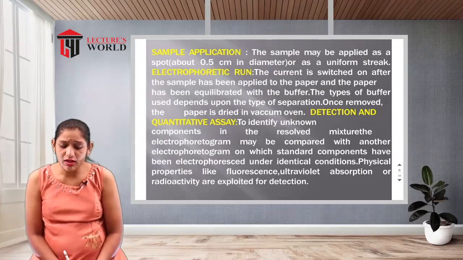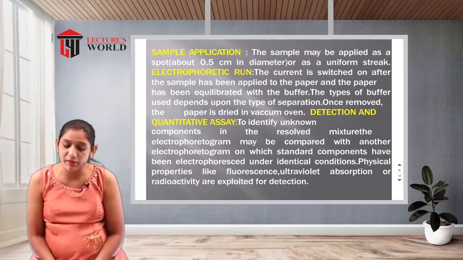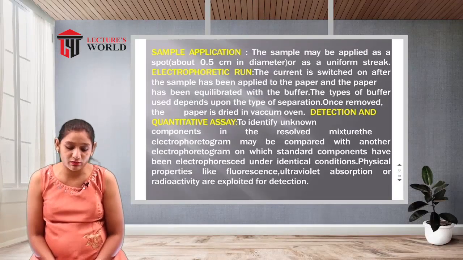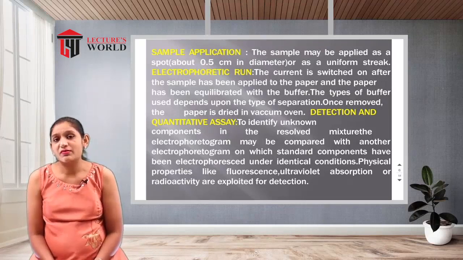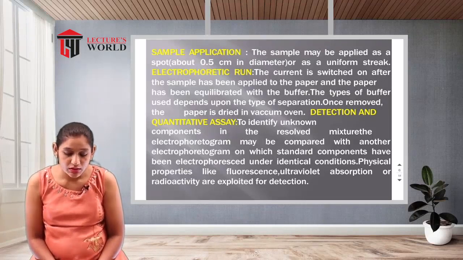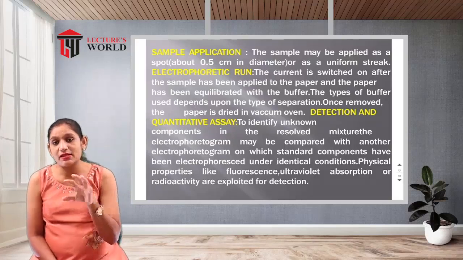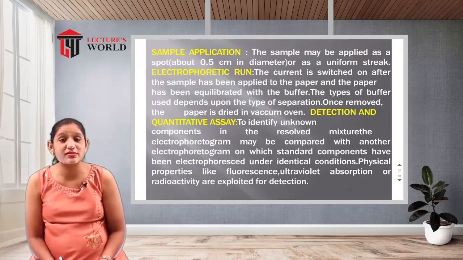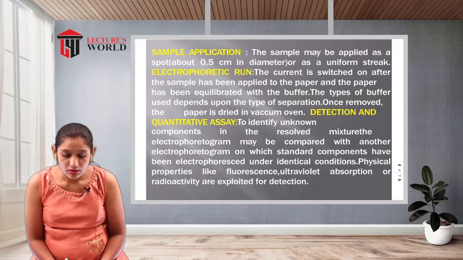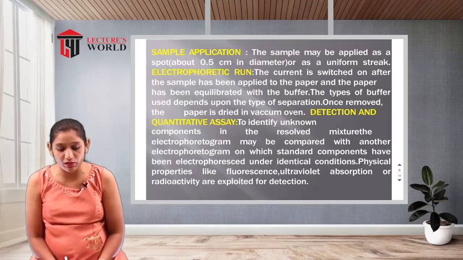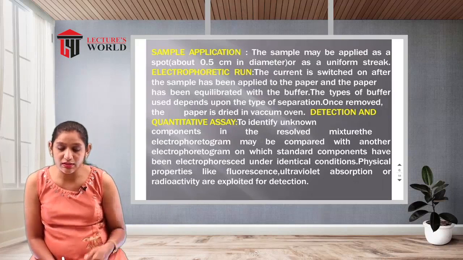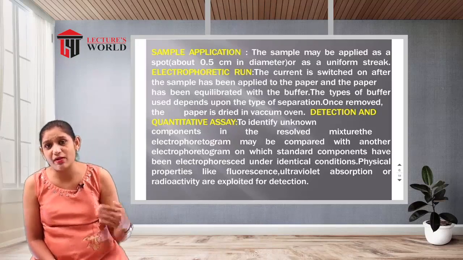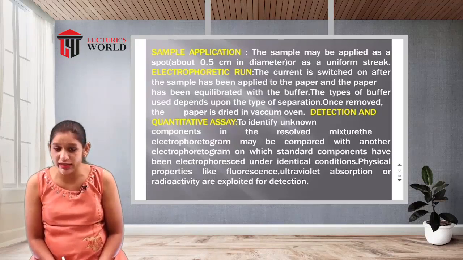Electrophoretic run. The current is switched on after the sample has been applied to the paper and the paper has been equilibrated with the buffer. The buffer solution used is neutral. The type of buffer used depends on the type of separation, that is, how the components are to be separated on the Whatman filter paper, by positive or negative charge.